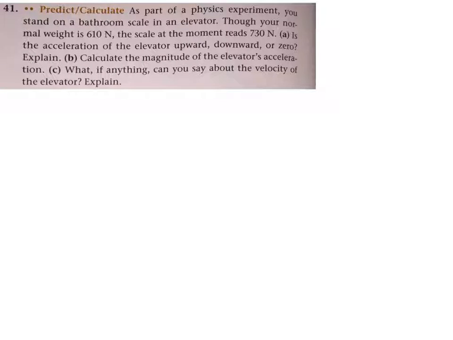Chapter 5, number 41. As part of a physics experiment, you stand on a bathroom scale in an elevator. Although your normal weight is 610 newtons, the scale at the moment reads 730 newtons. A, is the acceleration of the elevator upward, downward, or zero, and explain. B, calculate the magnitude of the elevator's acceleration. C, what, if anything, can you say about the velocity of the acceleration, and explain your answer.